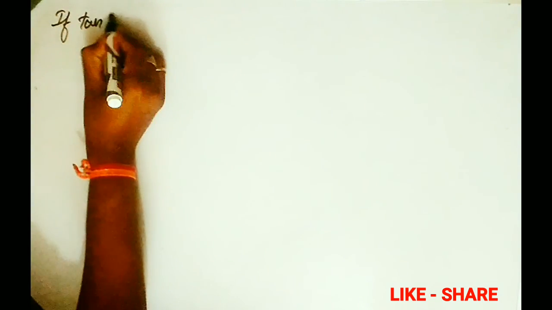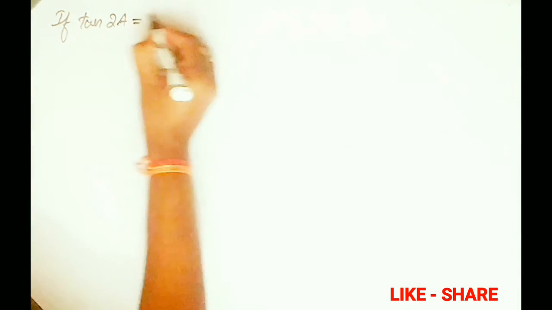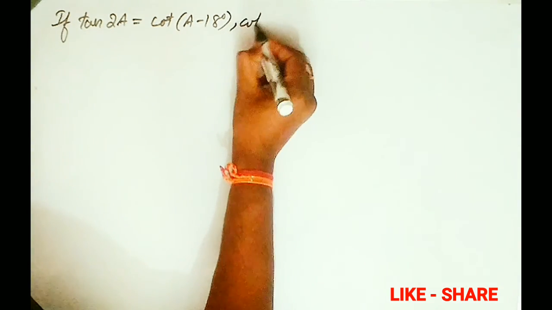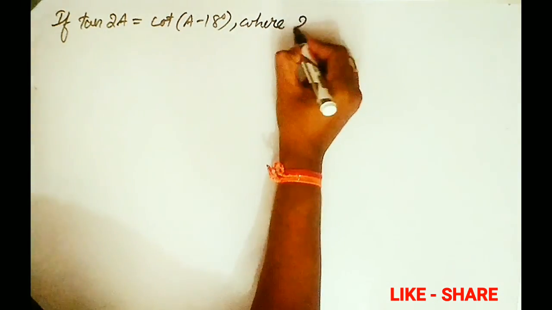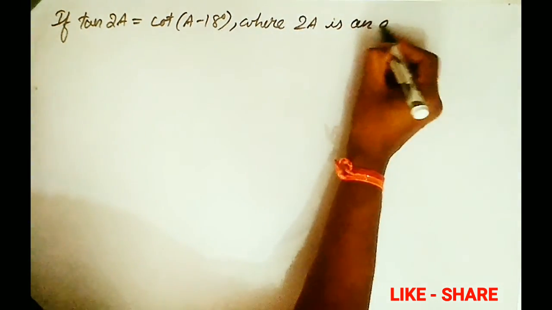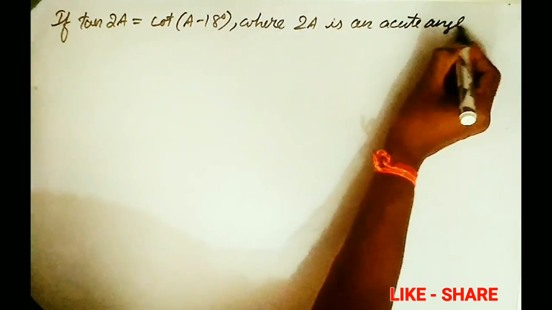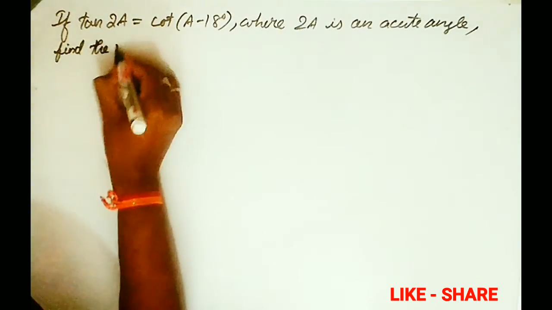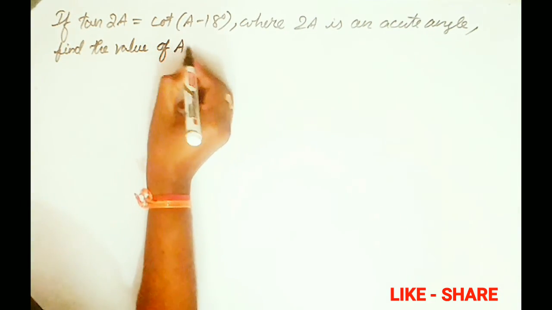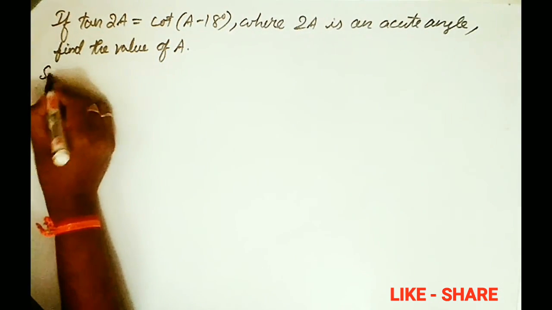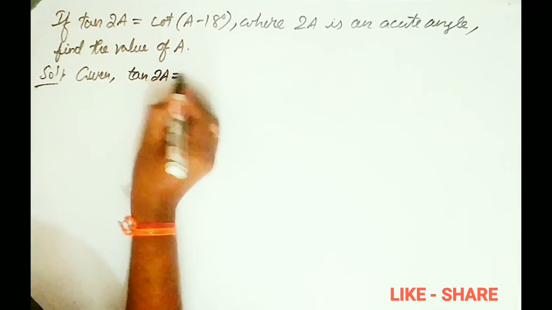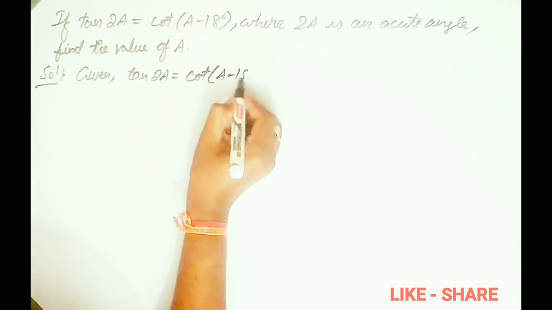See the next problem. If tan 2A is equal to cot (A minus 18 degrees), where 2A is an acute angle, find the value of A. So in the solution, take the given: tan 2A is equal to cot (A minus 18 degrees).